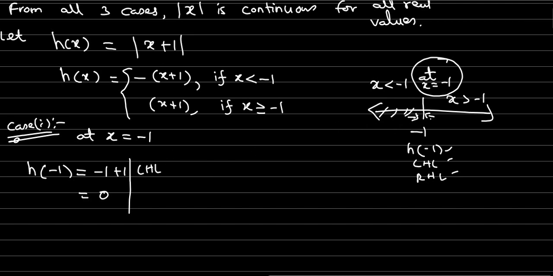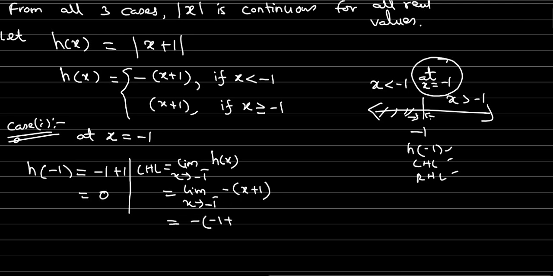So now left hand limit. Limit x approaching minus 1 from the left side, h of x. So what is the suitable h of x here? Left side closest values are approximately minus 1 but less than minus 1. That means the first function. Now applying the limit, what happens? Minus of minus 1 plus 1, minus 1 plus 1, 0. Okay, left hand limit result is 0.